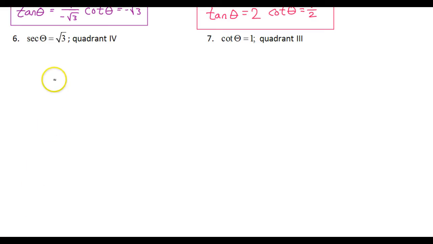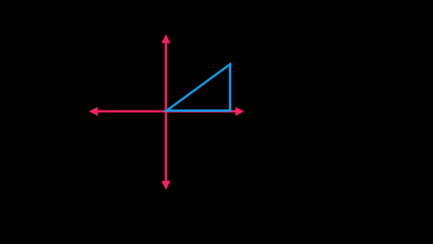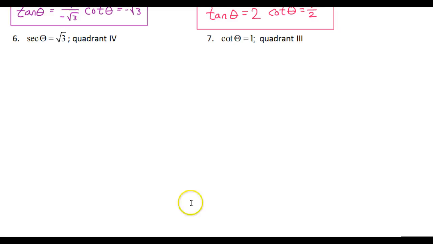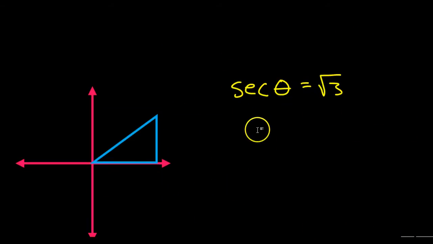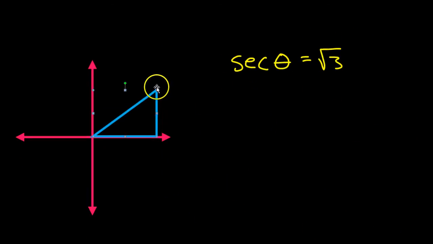All right, take a look at number 6. We have the secant and the quadrant. So the secant of theta is equal to the square root of 3. Now, what quadrant did they say? Fourth quadrant. So let me move my triangle to represent the fourth quadrant. So the fourth quadrant is right here.